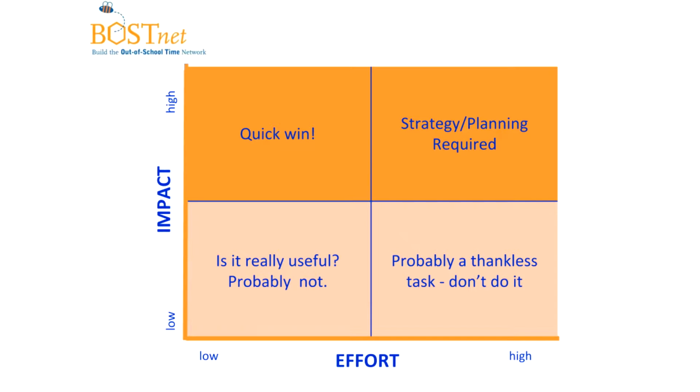If it's in the upper right-hand corner, that means it's high effort, but also high impact. And so there's probably strategy and planning required. And so it might be something you want to do, but also might be something that takes a little bit more time. If it's low impact and low effort, you should ask yourself, is it really useful? Probably not, but since it's low effort, it might be. Not sure. And if it's low impact but high effort in that lower quadrant on the right-hand side, it's probably a thankless task and you really shouldn't be doing it. So really keeping that in mind.